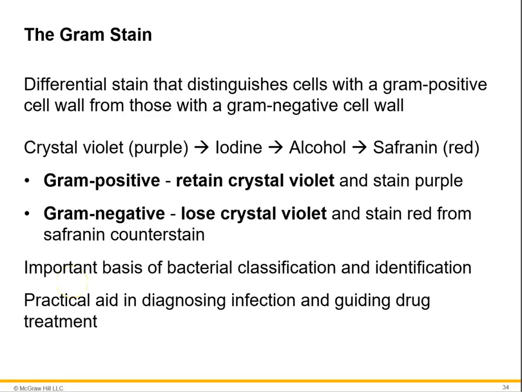The gram stain is central to bacterial classification and identification. One of the very first things you want to know about a bacterial infection is whether it's caused by a gram-positive or a gram-negative organism, because that's going to shape your treatment. It's going to shape which antibiotics you choose and which structures of the cell envelope you're going to be targeting.